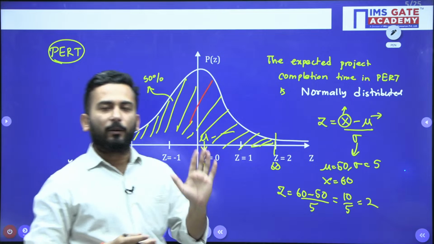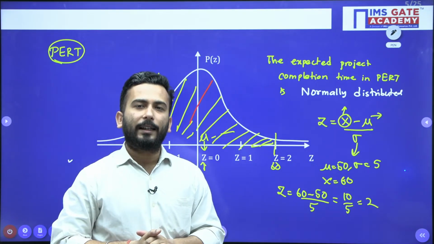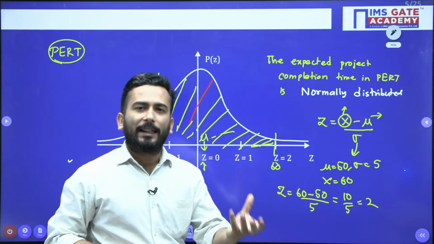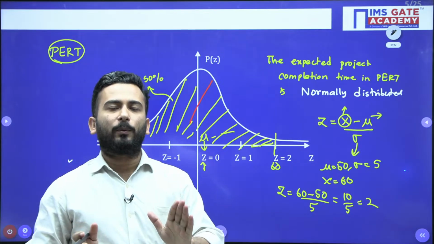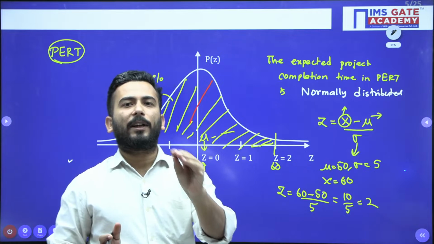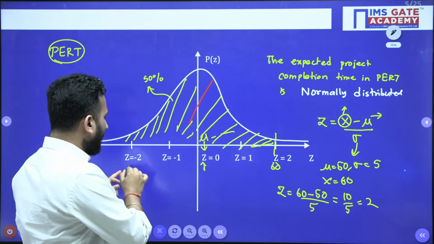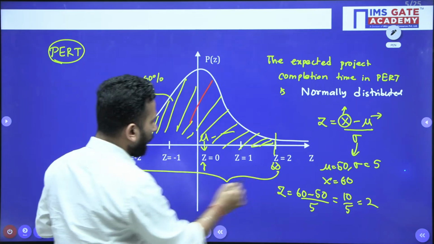Simply find the area of this. Are you getting it or not? Since z equal to 2 corresponds to a standard value, I know that the area between minus 2 to 2 is 95.4%. Minus 2 to 2, area is 95.4%.